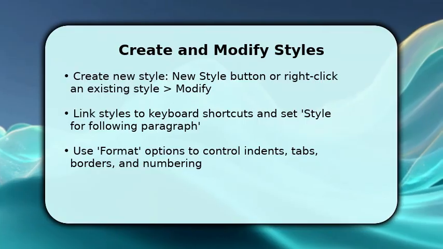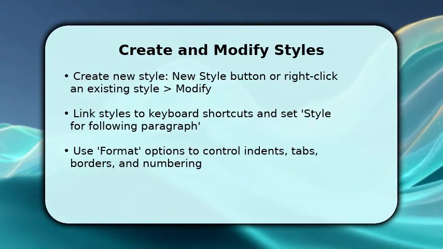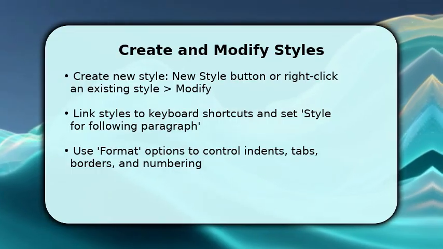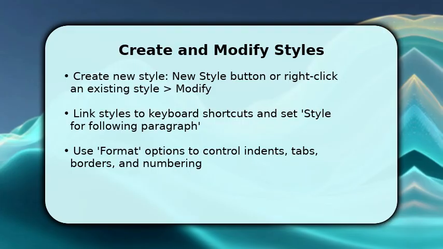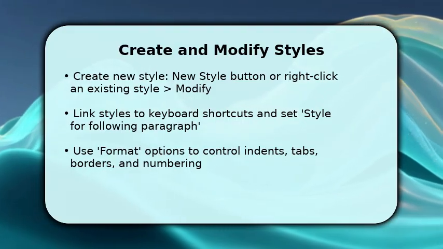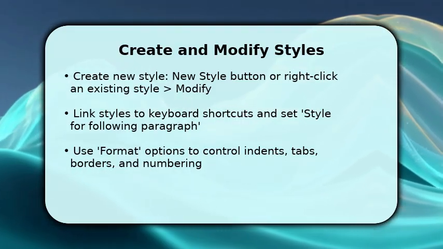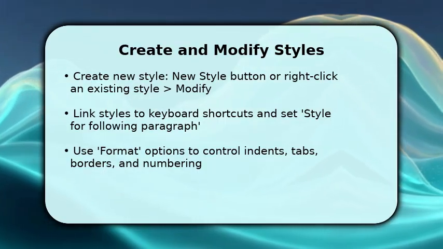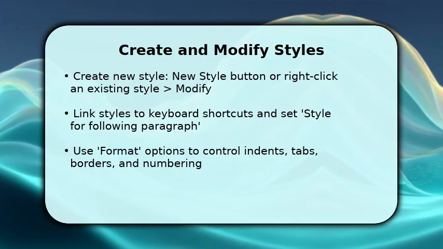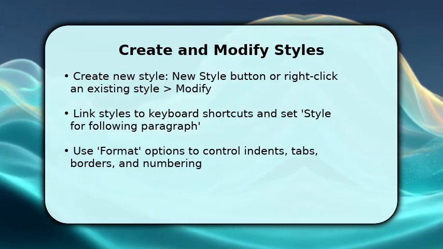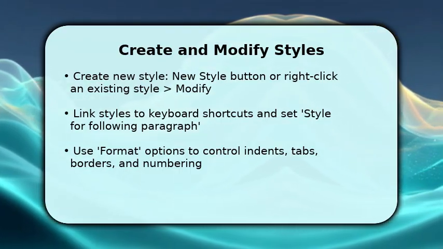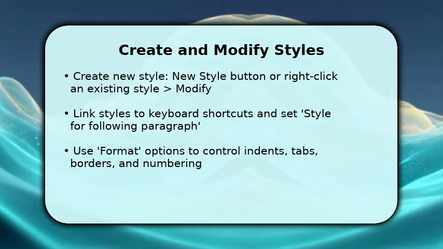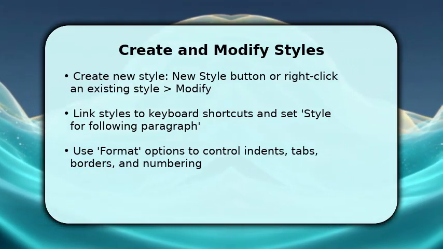Now you'll create or modify a style so changes propagate everywhere. Right-click an existing style to modify it, or choose New Style and base it on normal or another style to inherit settings. Next, set the style for following paragraph to ensure lists and headings flow correctly. You can also assign a keyboard shortcut and use format options for indents, tabs, and numbering. This ensures lists and captions behave predictably. Doing this saves time when generating long, structured documents.